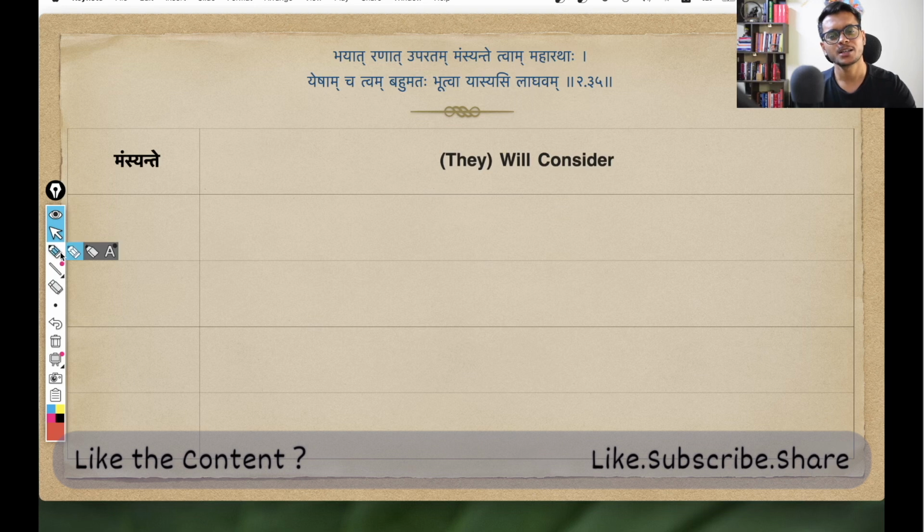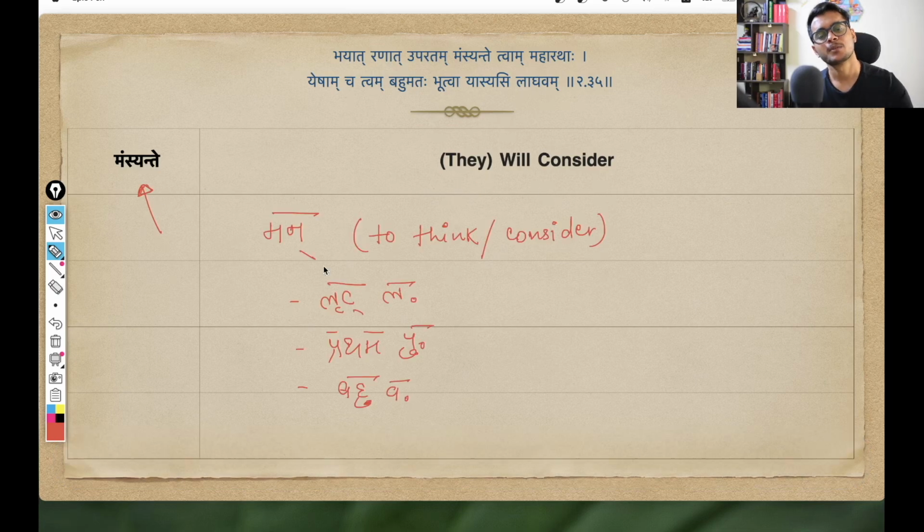Okay, so we are starting our shloka with this kriya pada mamsyante. And mamsyante means they will consider. This kriya pada is coming from the man dhatu. Man dhatu means to think, to consider, right? Saha manyate, so he thinks or he considers. In that sense, this dhatu is used. And the form here is lit lakara, that is the future tense.